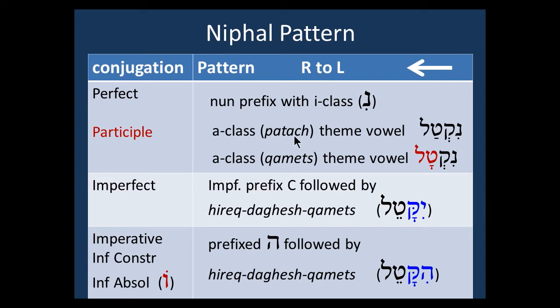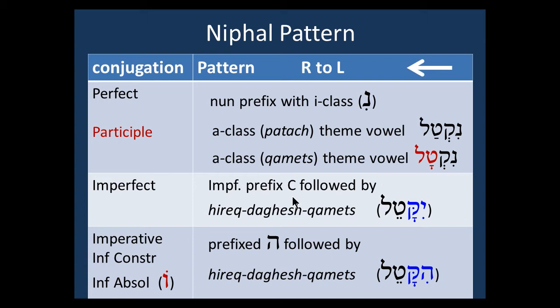And by way of review, in the perfect or in the participle, the Niphal will prefix a noon and an I-class vowel, either ni or something else that's I-class, hence Niphal. And in the perfect, the theme vowel will be A-class patach, so niktal. And in the participle, it'll be A-class but a qamets, niktal. All right, so that's the only difference here in the perfect and the participle for the Niphal. Ni prefix, patach with the perfect, again third masculine singular, and participle masculine singular is the qamets.